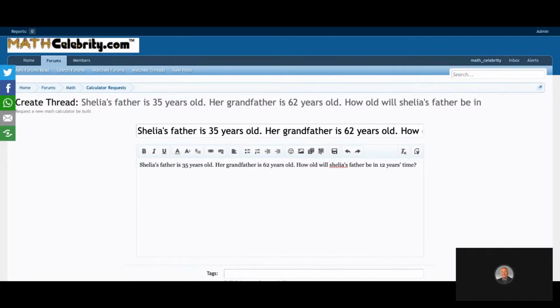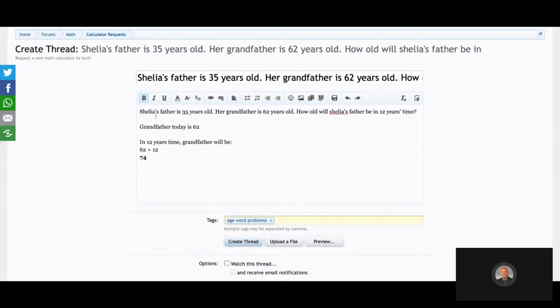So this is a helpful trick in math to ignore extraneous or useless information. So let's look at what we care about. Grandfather today is 62. Okay, so in 12 years' time, grandfather will be 62 plus 12, which is 74, and that is it. Some people get confused by Sheila because they ask, where does Sheila come in? Unless they mean, okay, they put Sheila's father, but Sheila's father's age is not given. I've seen this written as Sheila's grandfather. This is confusing the way it's written because there's no age given for the father. So I'm going to cancel this problem because it doesn't make sense.